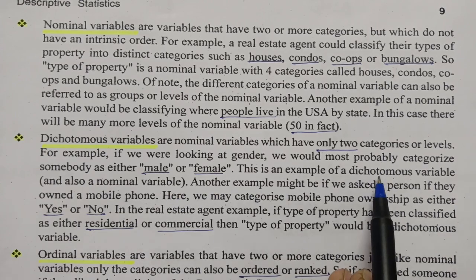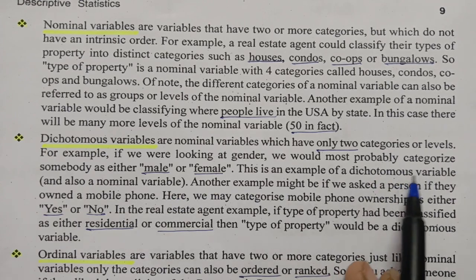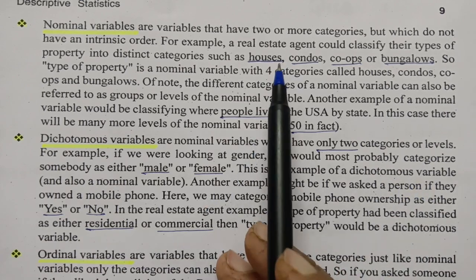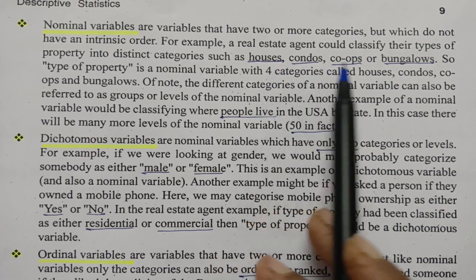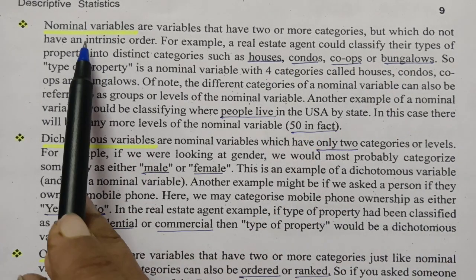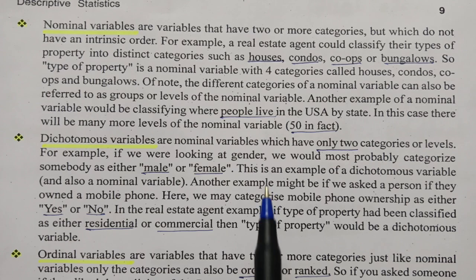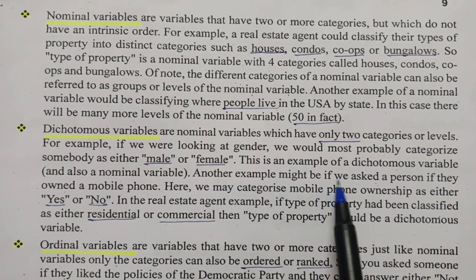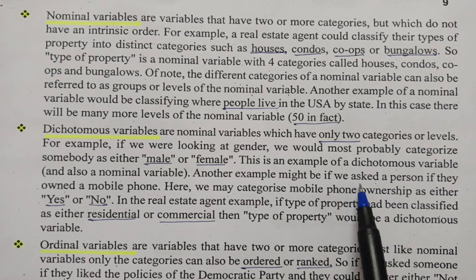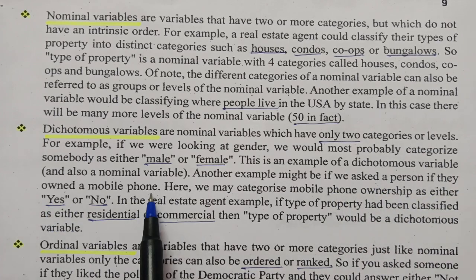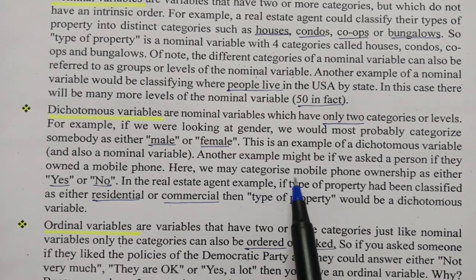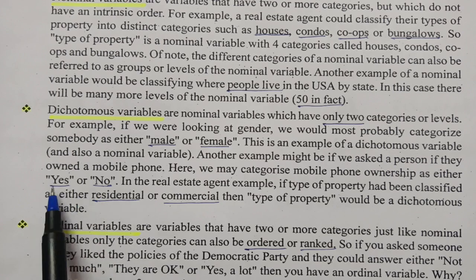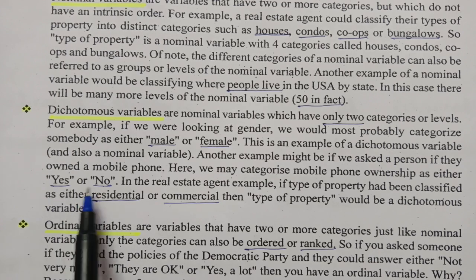This is also a nominal variable, having only two classifications or categories, whereas in the earlier examples there were more than two: four categories, or 50 categories. If they are strictly two, we can call it a dichotomous variable. Another example might be asking a person if they own a mobile phone, and categorizing the ownership as either yes or no. So there are two classifications.